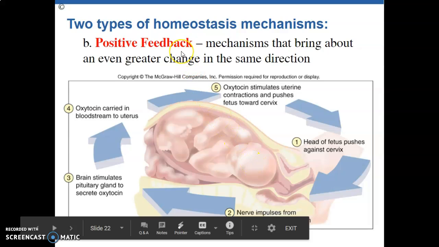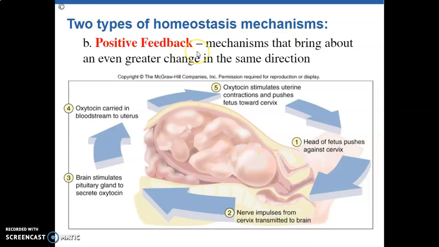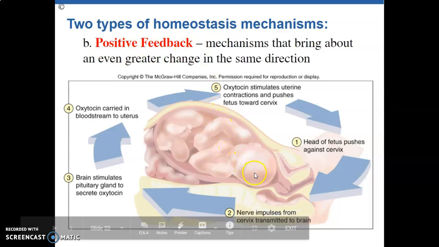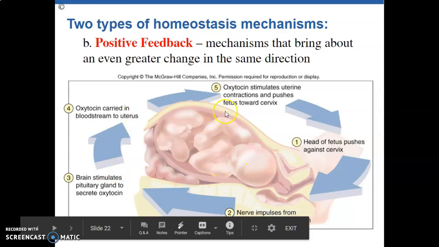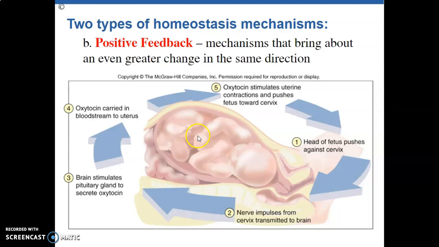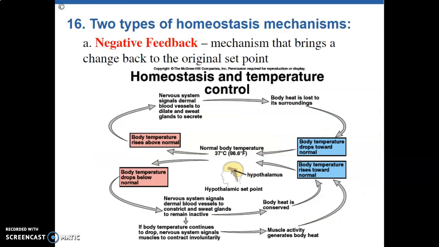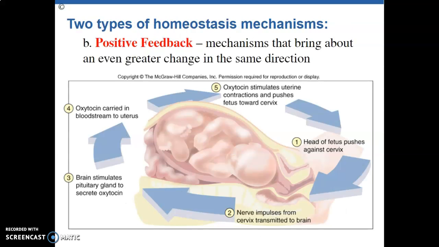So let's go back to the definition and make sure that we understand. Remember, positive feedback is a mechanism that brings about an even greater change in the same direction. Head pushes on cervix, oxytocin causes the uterus to contract, causing the baby to come even further out of the cervix. And it becomes this cycle that keeps fueling itself in this case. Okay, so again, we've taken a look at two different types of homeostatic mechanisms. One is called negative feedback. Negative feedback brings it back towards the set point. One is called positive feedback. Positive feedback takes it even farther away from that set point.